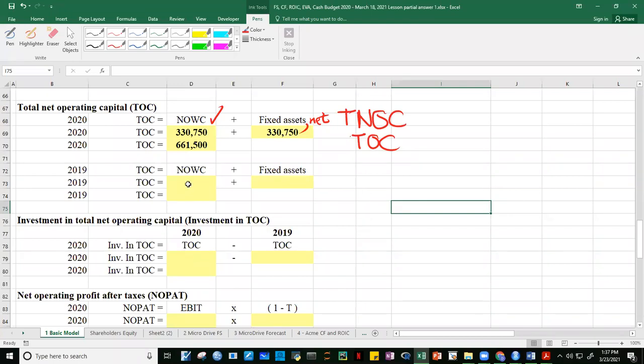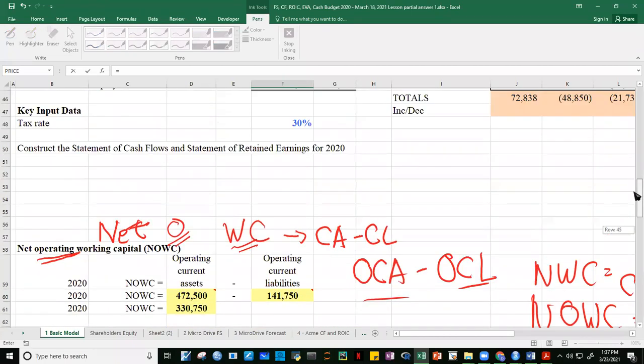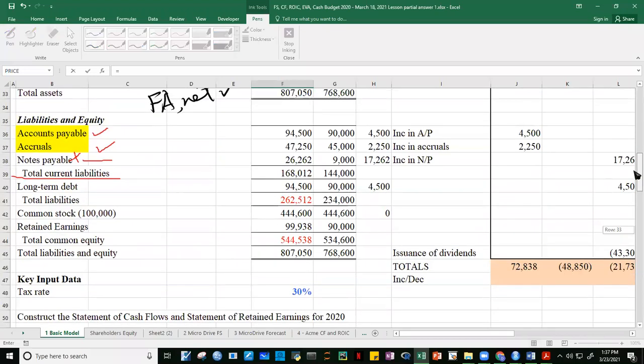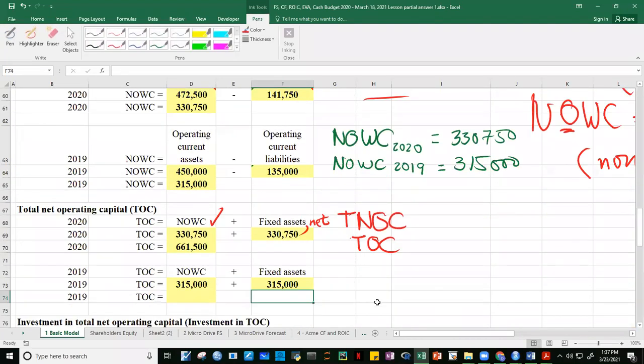Clear so far, guys? And then we can do the same for 2019. It's 315. And then this is equal to net fixed assets. So nagkataon lang din serendipitously, guys, na pareho sila. But again, they're not supposed to be the same. It just happened by chance. You can just sum it or just add it. It will give us the same answer.